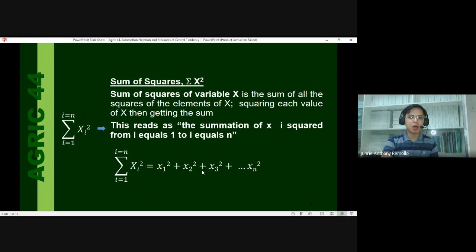So for example, the summation of xi squared, wherein n is the last index and i is equal to 1, would be x1 squared plus x2 squared plus x3 squared plus xn squared, depending on the value of n.